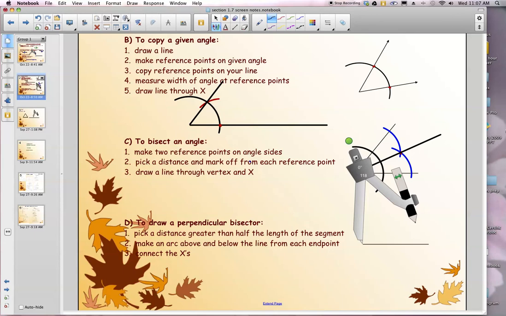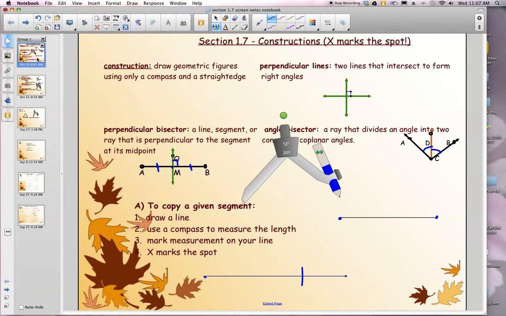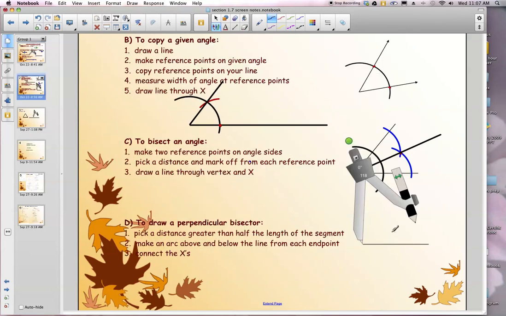Okay? And then all you're going to do is, if we go back and look at the characteristics of a perpendicular bisector, every point on the perpendicular bisector is going to be the same distance from this endpoint as it is from this endpoint. So that's what we're looking for. We're looking for points that are the same distance from A as they are from B. And we need 2 to make a line. So that's what we're going to be doing. We're going to be creating 2 points that are the same distance from this point as they are from this point. And then when we connect them, that will create our perpendicular bisector.